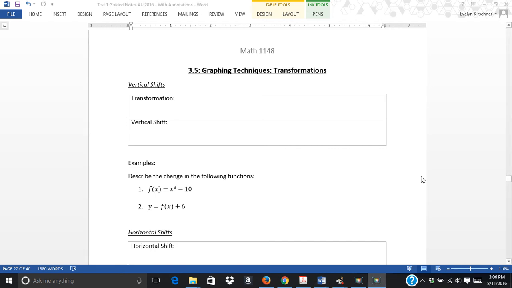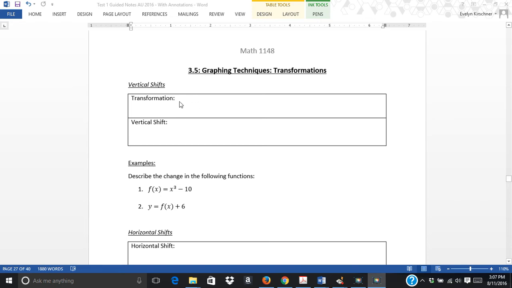So what is a transformation and what does it do? If you know the parent graphs, we talked about all those different types of graphs, and you know any transformation rules, then it becomes pretty easy for you to graph the new function. So what is a transformation?